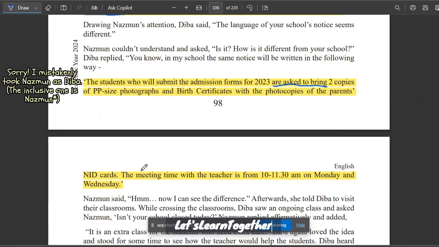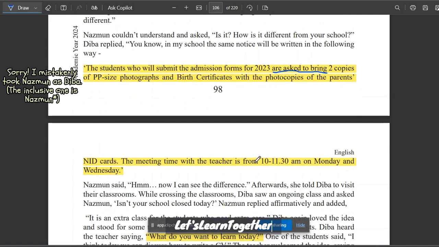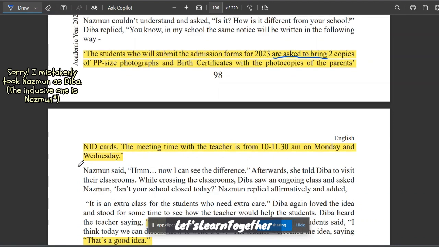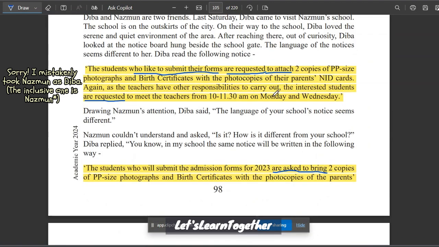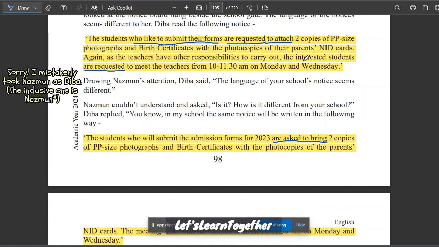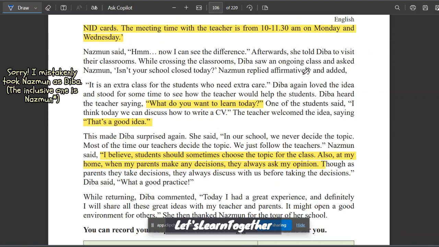And then the next part, that the meeting time with the teacher is from 10 to 11:30 a.m. on Monday and Wednesday. So this sentence is also very direct, whereas here the sentence was written as these interested students are requested to meet the teachers from 10 to 11:30 a.m. So this one is obviously like Nazmoon's, sorry, Diba's school is obviously more inclusive than Nazmoon's school, right?